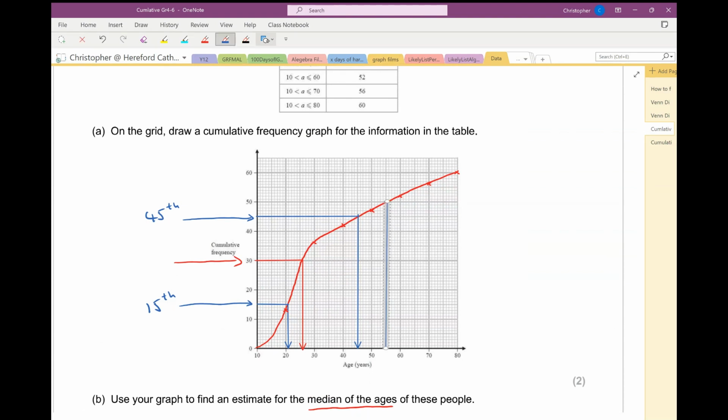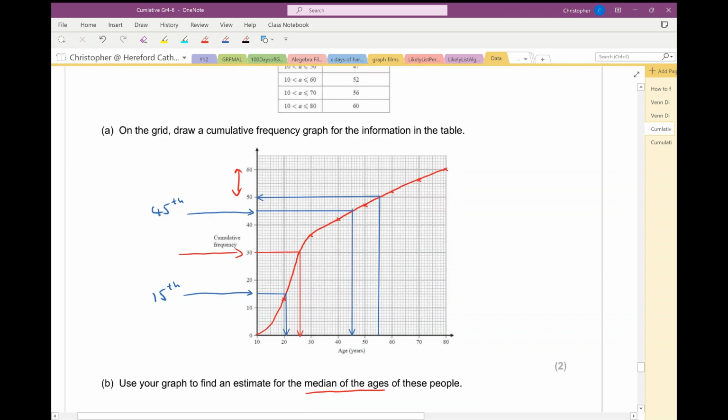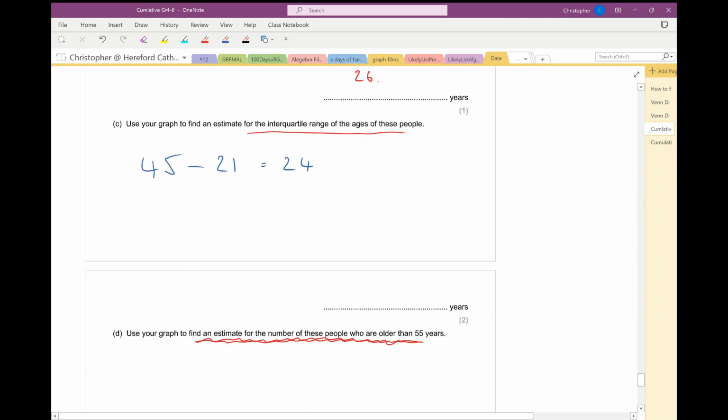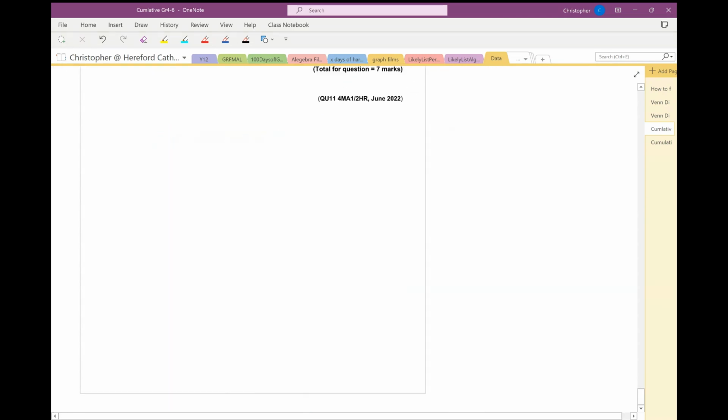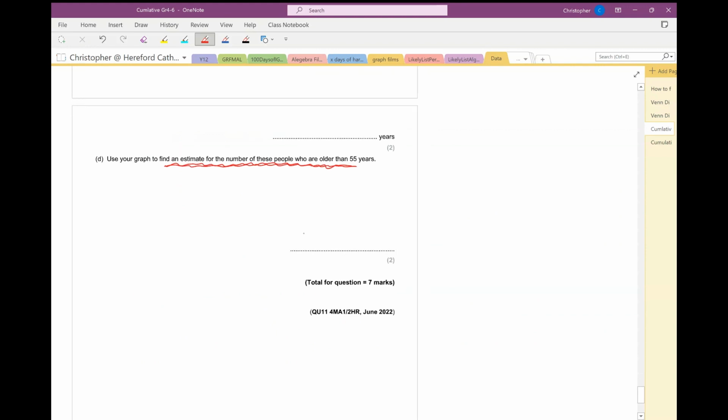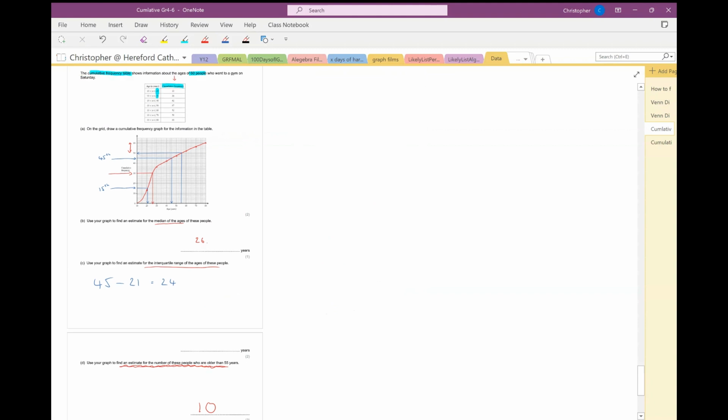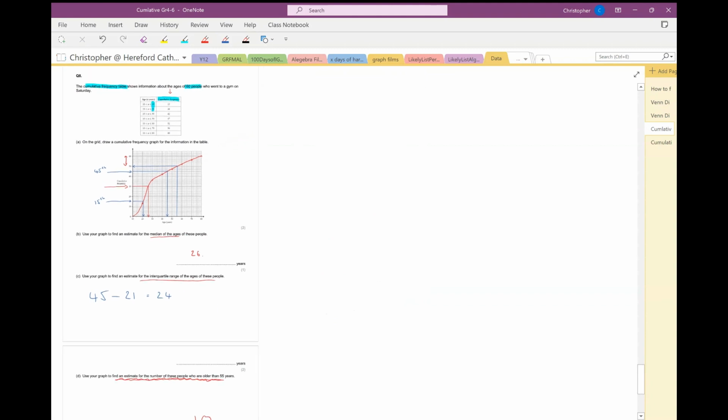Now I can see that, according to my graph, 50 people are younger than 55, which means that these 10 people are older than 55. So the question was, use your graph to find an estimate of the number of these people who are older than 55. Answer 10. And that completes that question.